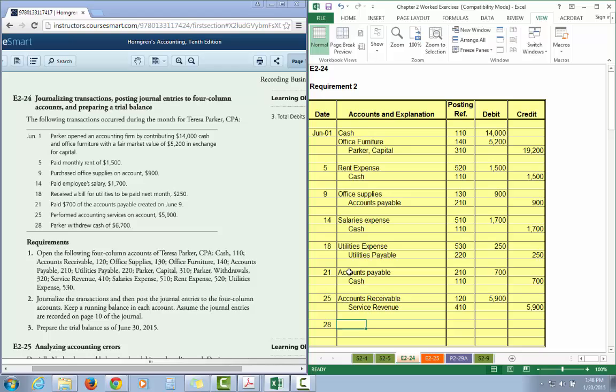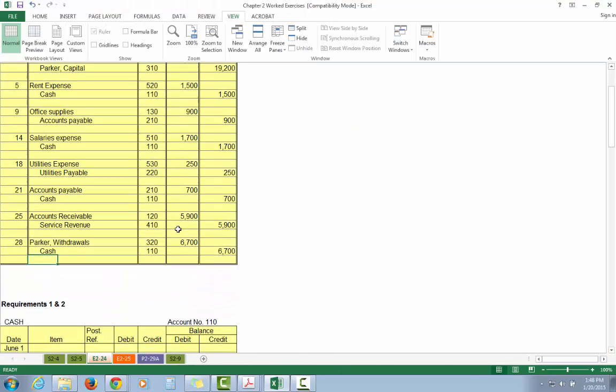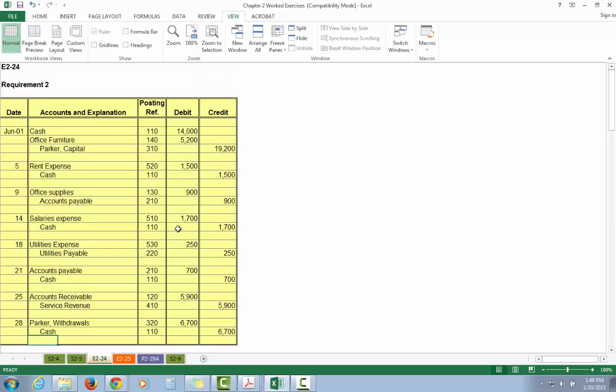Okay. Now the last journal entry transaction is for June 28th. It says Parker withdrew cash of $6,700. So when we have a withdrawal of cash by the owner, we're going to debit our withdrawals, which they said was account 320, $6,700, and then we'll credit cash, account 110, for our journal entry. Okay. Now we'll just come in here and we will post these transactions to our T accounts.